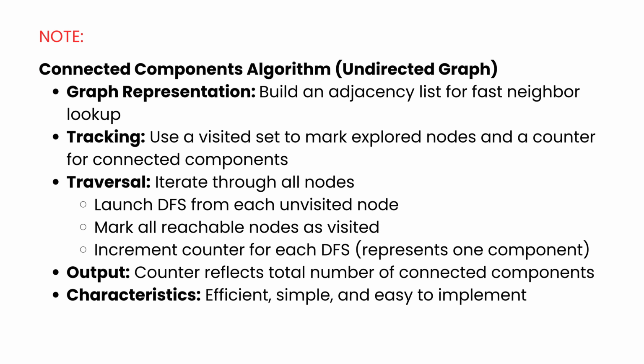And that's how this algorithm works. It first builds the adjacency list and initializes a visited set plus a component counter. Then it scans every node and launches a DFS from each unvisited node to mark its entire group, counting how many separate groups exist. Efficient, simple, and elegant.